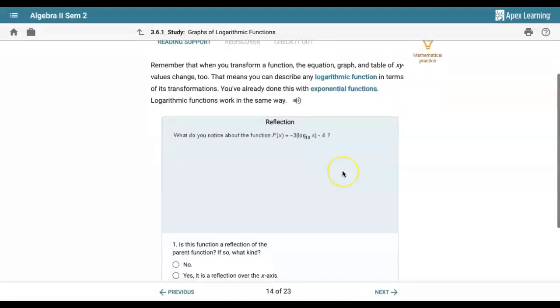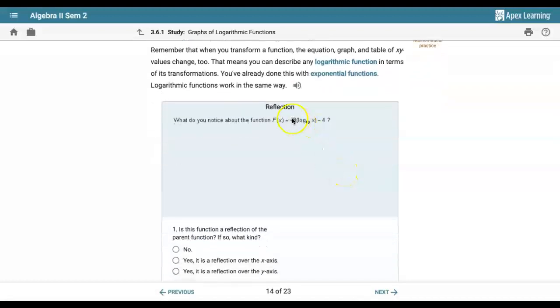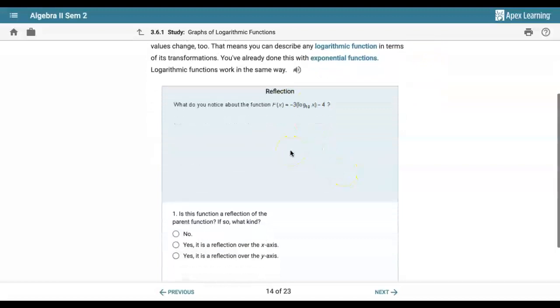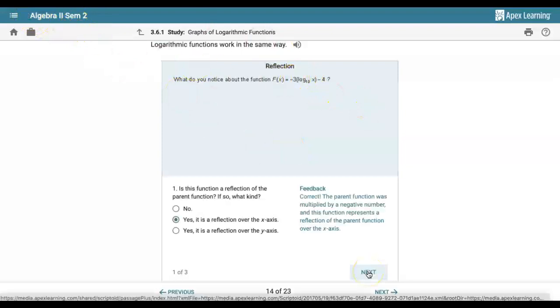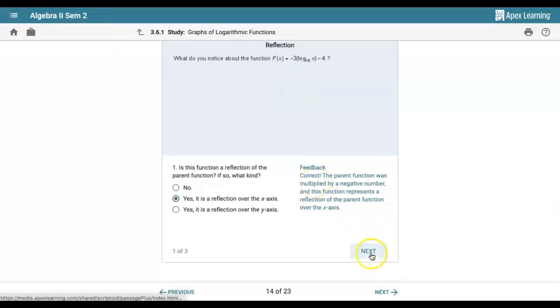So again, breaking it down step by step here. What do you notice about the function? First question, is it a reflection? The answer is, of course, yes it is, because it's got a negative 3 value out here. So that makes it a reflection across our x-axis because of this negative 3 value.